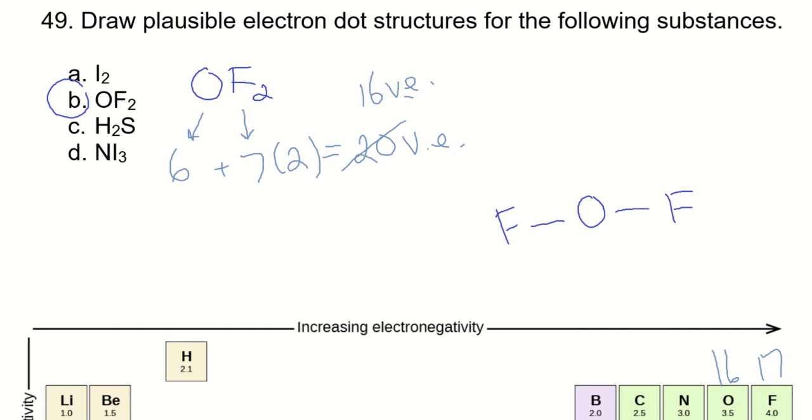The next step is to give the terminal atoms the octet. Fluorine already has 2, so we'll give 6 more to achieve the octet on both sides. That uses up 12 more, so we are down to 4 valence electrons. We'll put the remaining 4 around the central atom, and there's your Lewis structure for OF2.